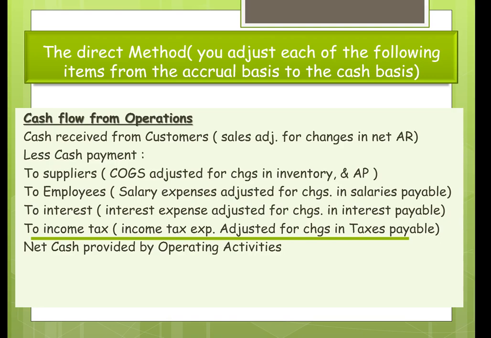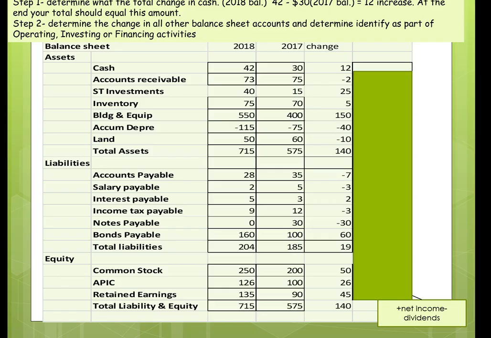Now, the next thing we're going to do is look at the balance sheet, and we've done the changes. So step 1, what is the change in the cash? Because in the end, that is what we have to explain. When we total up operating, investing, and financing activities, it must equal a positive 12 because our cash went up by 12. So we're going to explain what caused that increase of 12.